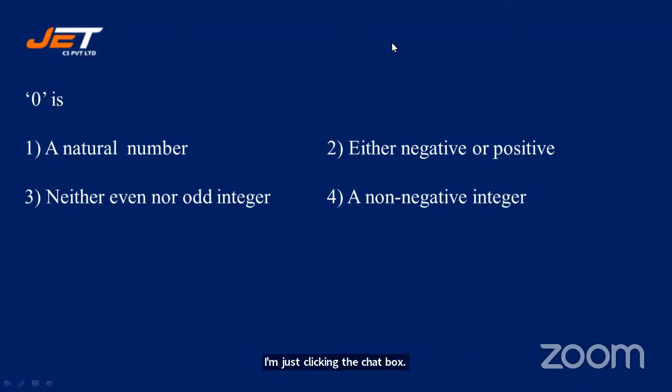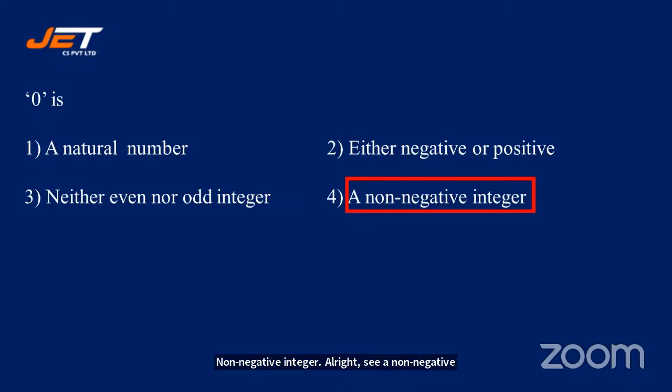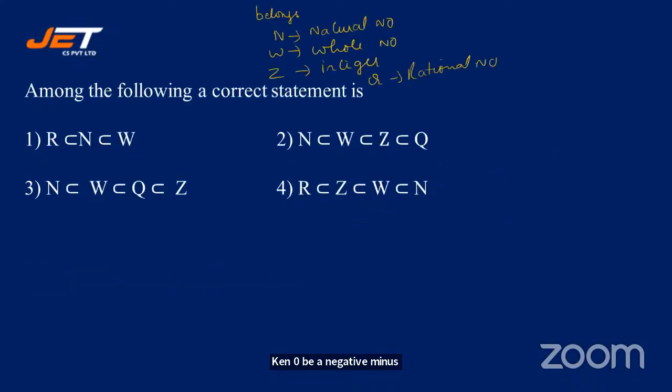Swapna, Sunny, Gayatri, Pavani, Sai Vardhan, Rajeshwari, Shashank, you're right. Yes, see, I just have to tell you one thing. 0 is a non-negative integer. All right. See, a non-negative integer. Can 0 be negative? Minus 0 is nothing but 0. Isn't it? All right. See the next question.